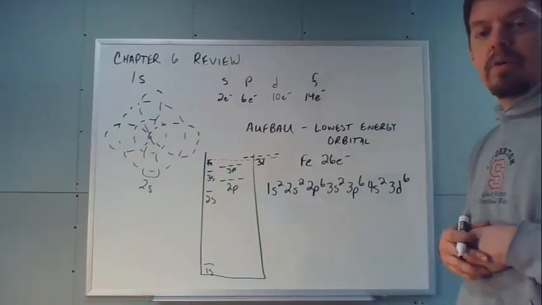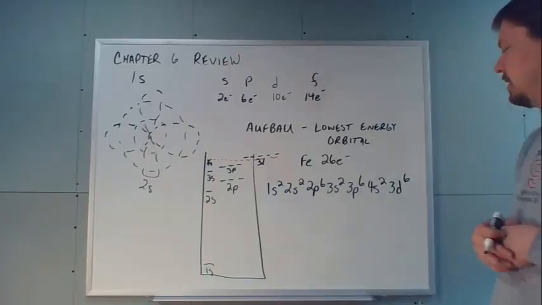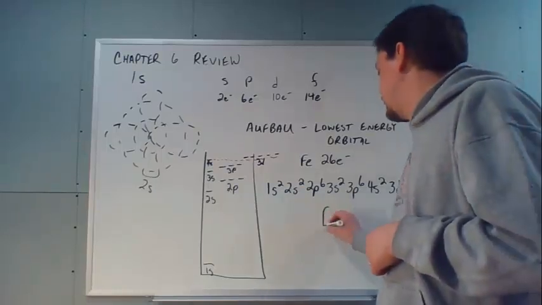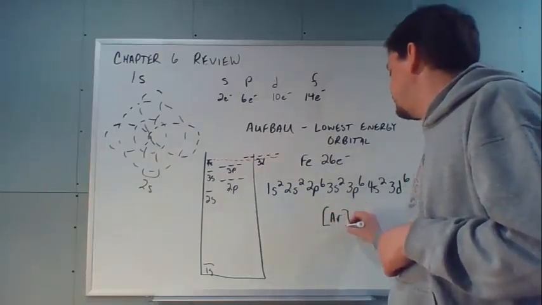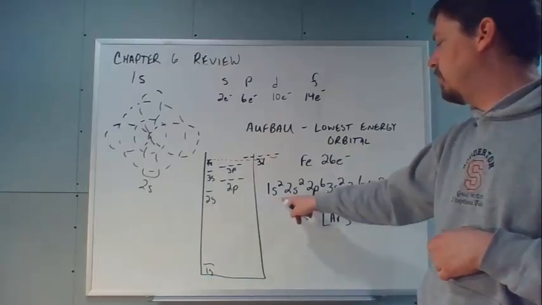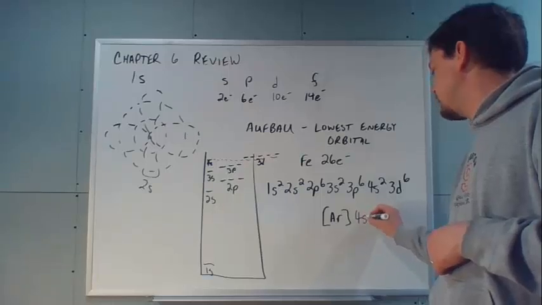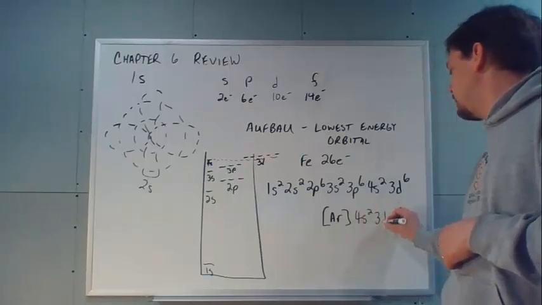We also know that we're allowed to use the noble gas form of the electron configurations, so I can easily write argon, and argon takes care of 1s2, 2s2, 2p6, 3s2, 3p6, and then I could just write 4s2, 3d6 after that.